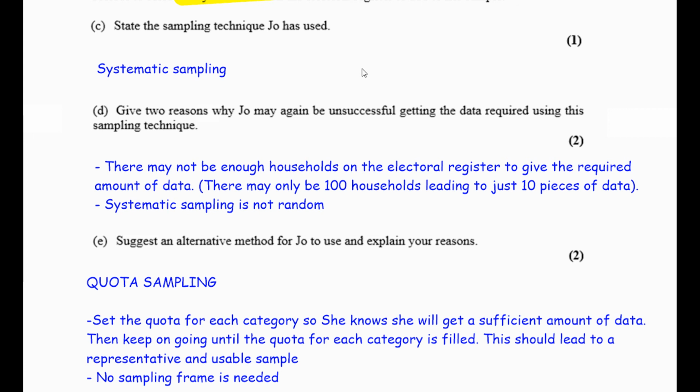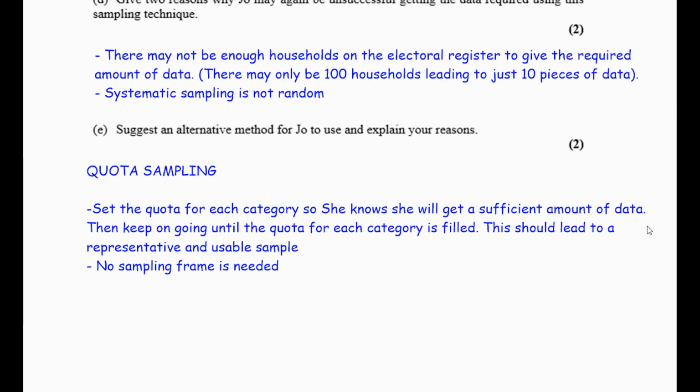So once again, quota sampling, she will need to set the quota for each category so she knows she's going to get a sufficient amount of data. That was one of the issues she had. She wasn't getting the data required for her investigation. And then she just needs to keep on going until the quota for each category is filled. Another benefit of quota sampling is she doesn't need a sampling frame, and if she is standing on the street or standing in a supermarket, she's not going to have a sampling frame, a list of every possible person who might be included in her sample. So without a sampling frame, quota sampling seems a good choice. Be careful to look out for how many marks for each of these questions, but a response like this should be worth all your marks.